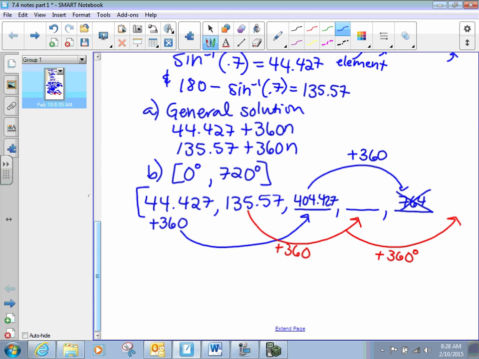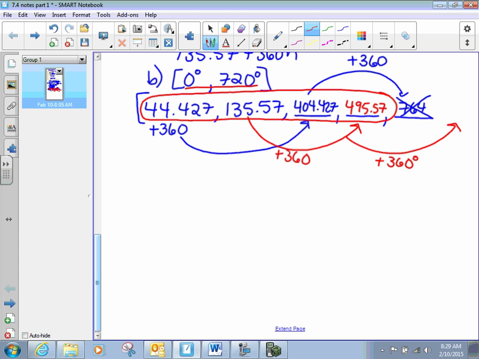If I went back to the red and I did 135 plus 360, let's see, I would get 495.57, which is still not too big. But if I add 360 one more time, it would go over. So I know that these are all my possible answers in the given interval of 0 to 720. So you're either going to end up going over or too low, and that's all the answers. For the next example, we're going to practice the same idea, but with cosine.